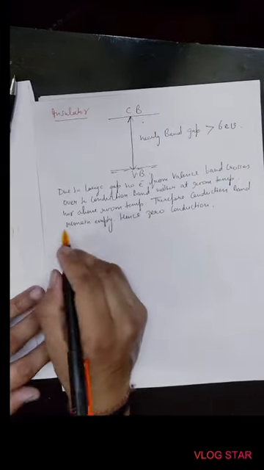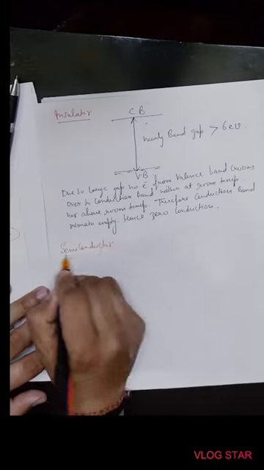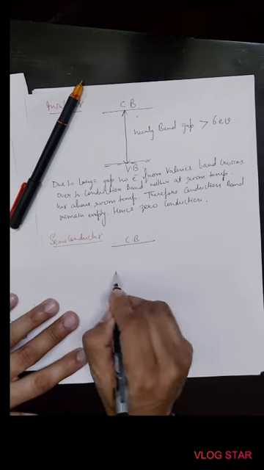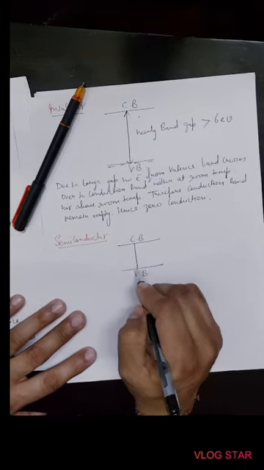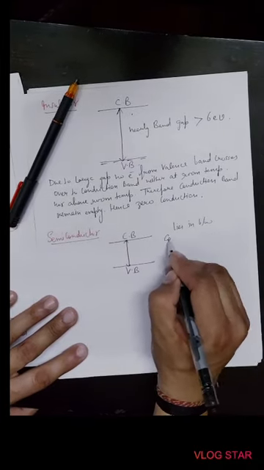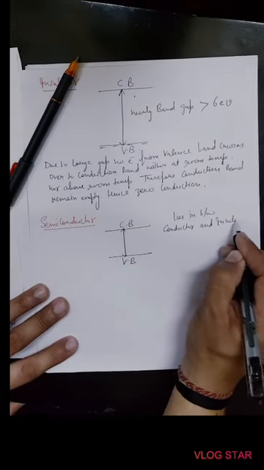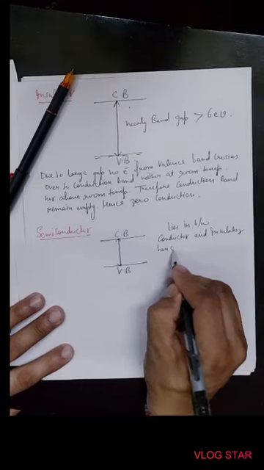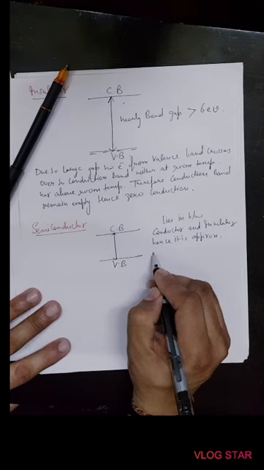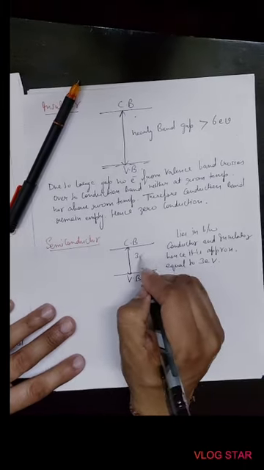Lastly, the main concept, semiconductor. First of all, the band gap in a semiconductor lies in between conductor and insulator. Hence, it is approximately equal to 3 electron volt.